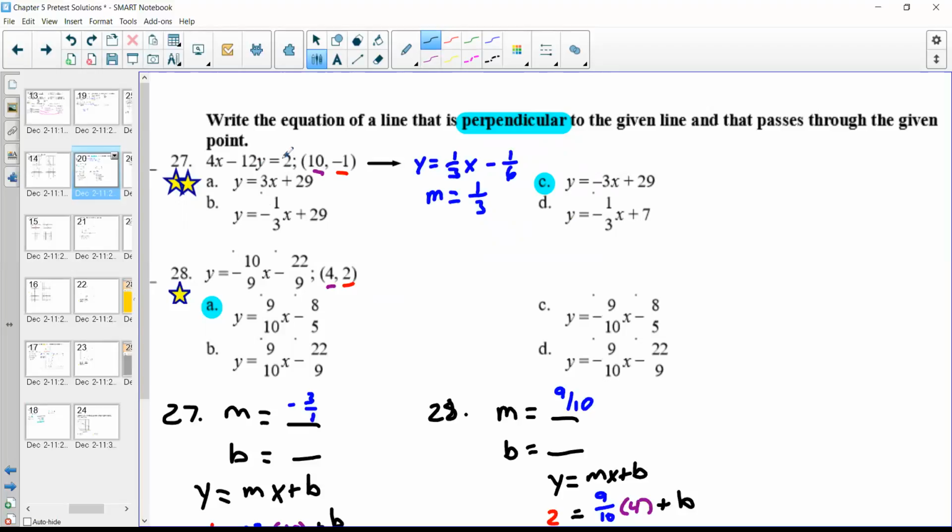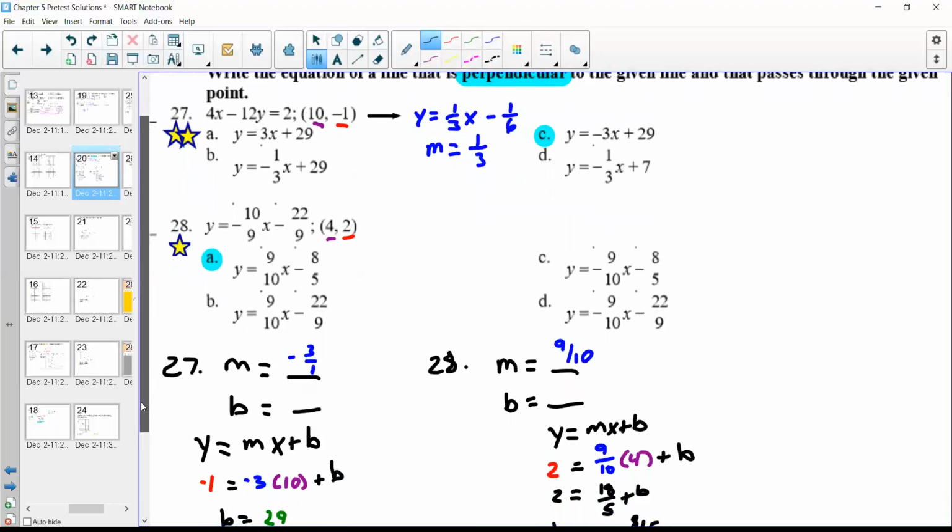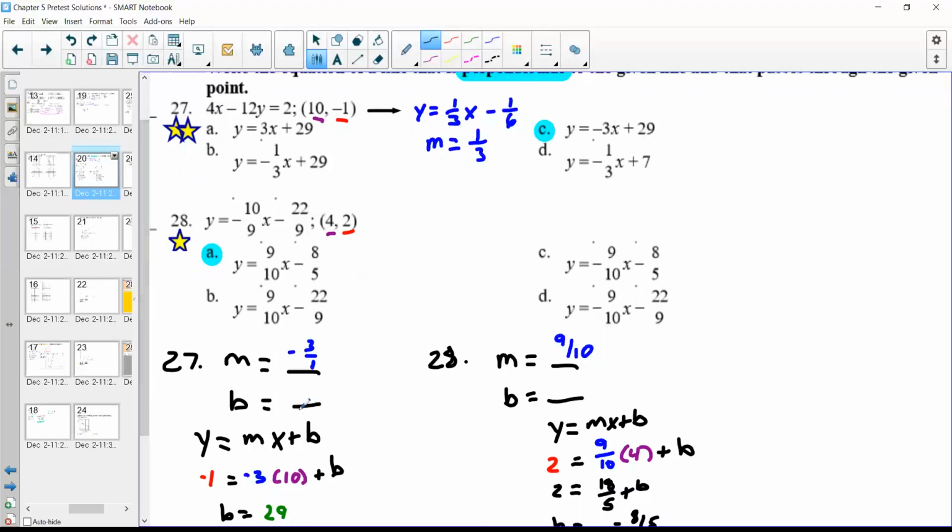Well, if they're going to be perpendicular, I know my slopes need to be opposite reciprocals. So I'll get the slope of this one, put it in slope-intercept form, and my coefficient is 1/3. So the slope of this line is 1/3. So a line perpendicular to this one that contains this point is going to have an opposite reciprocal. So opposite of positive is negative, reciprocal of 1/3 is 3/1. So now we have enough information to find b. I'll substitute y with -1, x with 10, and m with -3, and solve for b.